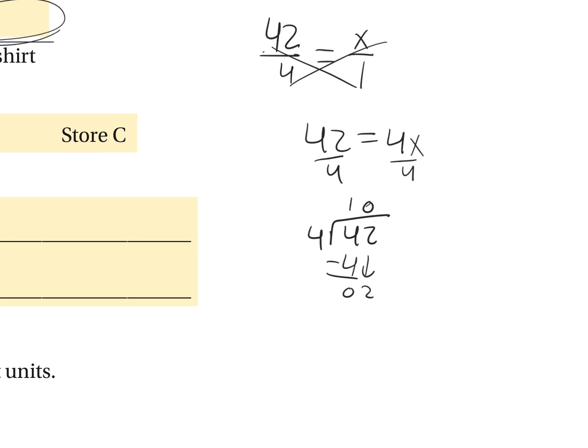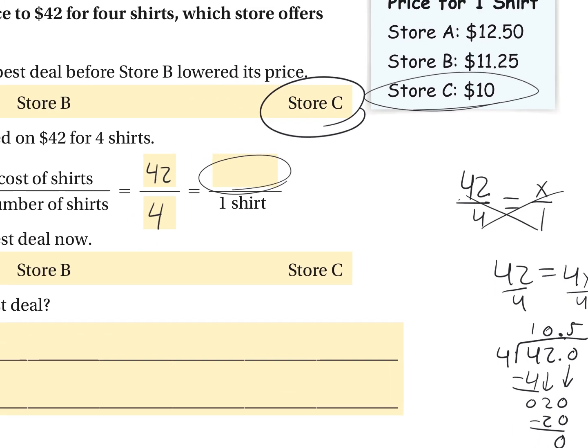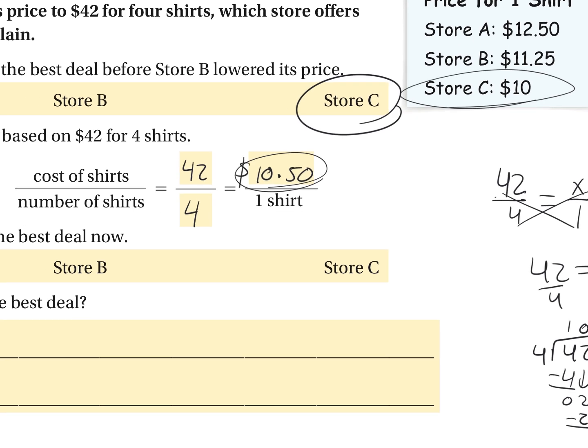And then you want to keep going with this one. You want to make it a decimal because we're talking about a price, and price is not just measured in dollars, but we can do cents as well. So let's add 42.0 and bring down a 0. Then 4 goes into 20 5 times, so we get 0 as our remainder. So our total price here for 4 shirts is going to be $10.5. So up here we have 10.5, or 10.50, dollars per one shirt.